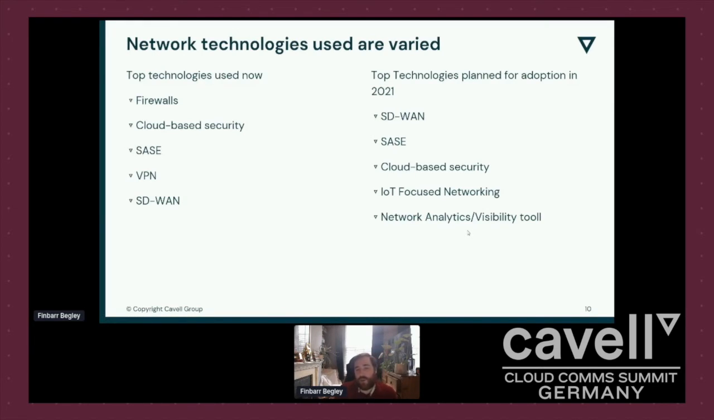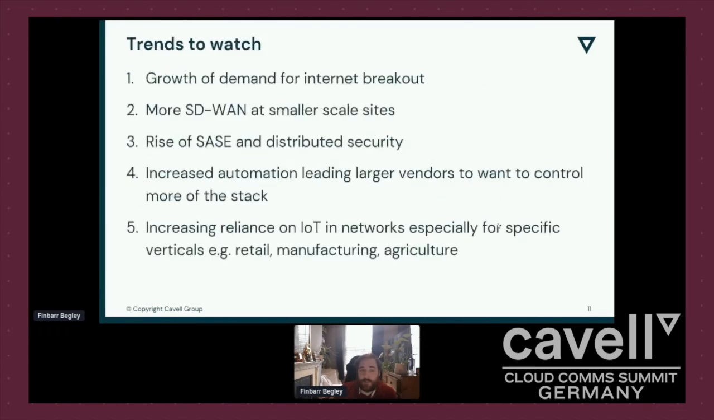Next year, we're going to see more cloud-based security, more IoT coming in with all the automation and analytics that are handled there, and more network analytics and visibility. The trends to watch really are that growth of demand for internet breakout. People want their solutions to go directly through the quickest path, not worrying about going via the corporate data center. SD-WAN is scaling down because the software side doesn't matter how it scales so much, and more scaling solutions are being developed. The hardware side is being scaled down as things become cheaper. SASE and distributed security are becoming a factor. You need to start thinking about how your communications applications work with SASE. Increased automation is leading to larger vendors wanting to control more of the stack.